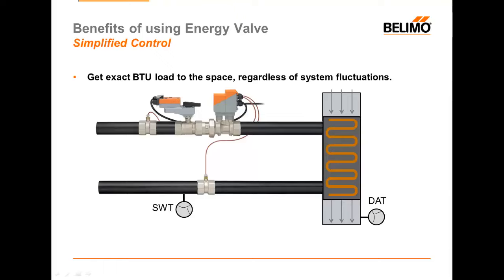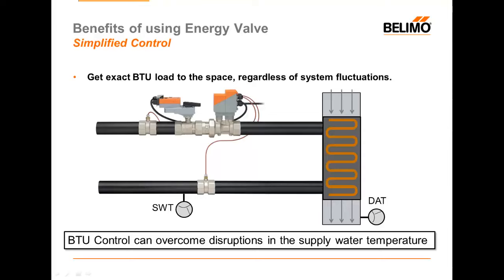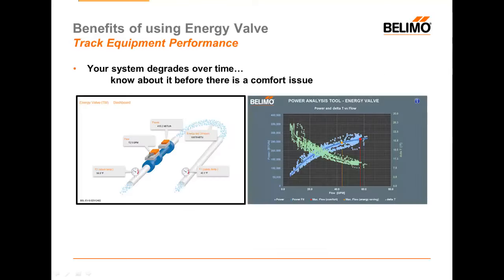That means you're no longer dependent on disruptions due to supply water temperature, supply air temperature, or other factors within your system. The valve can compensate for all of these changes. This frees up the automation system to only respond to actual changes of load in the space. This valve is pressure and temperature independent.